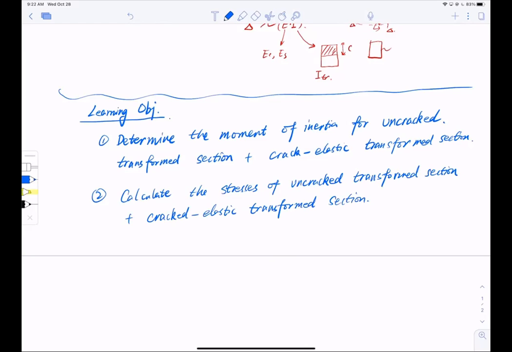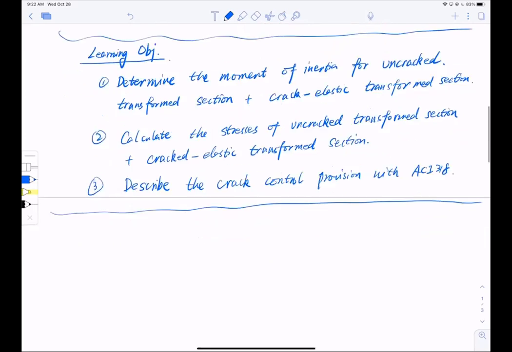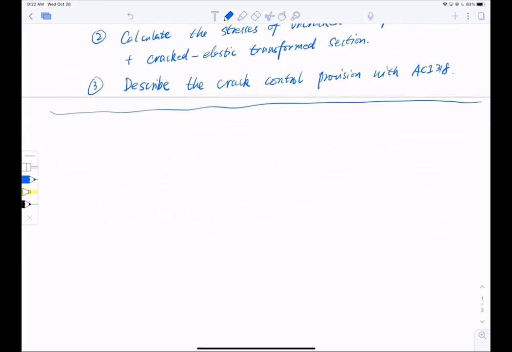So we explain, right? And then last but not least, we need you to be able to describe the crack control provision with ACI 318. In essence, we need to know when we allow them to crack, how much we allow them to crack, or we don't allow them to crack at all. Okay, so these are the learning objectives. So let's get to it, right?